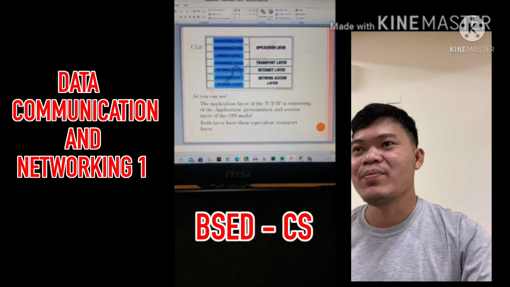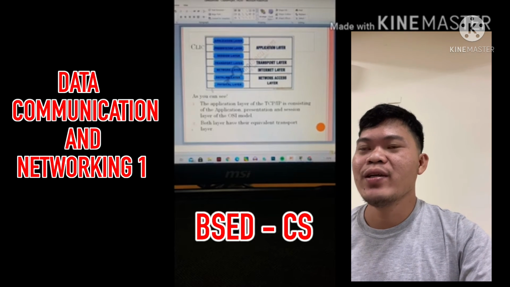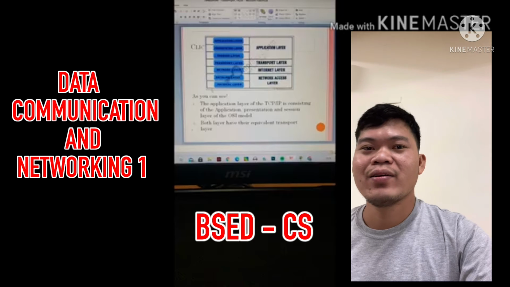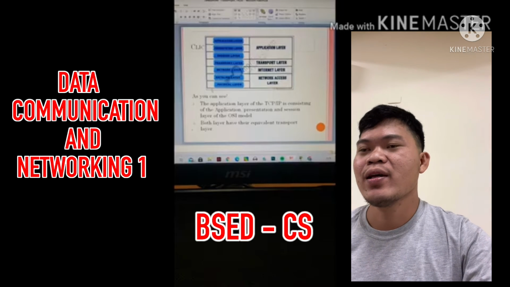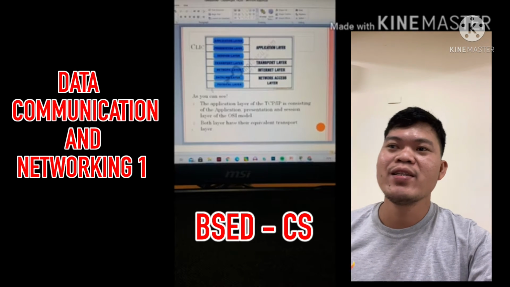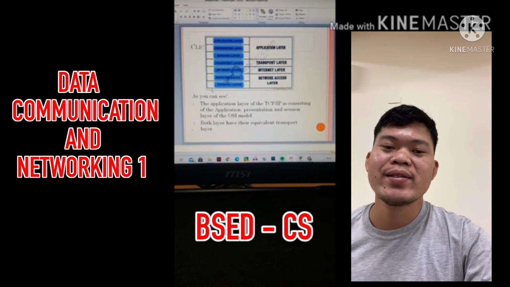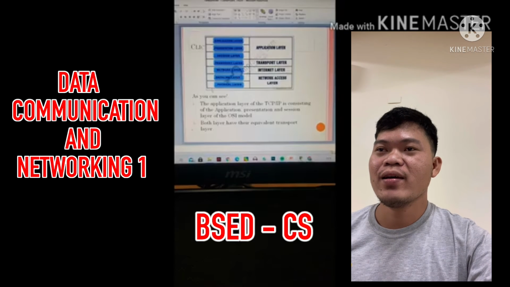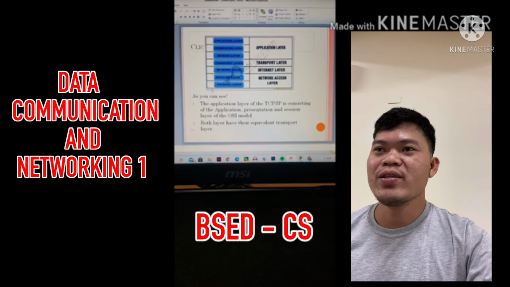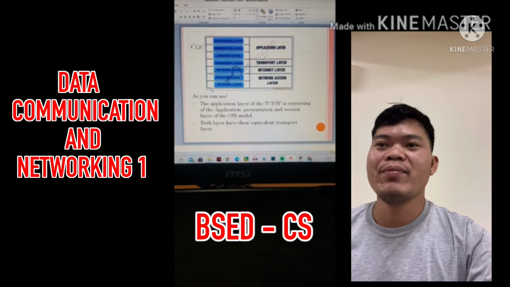So here are the examples. As you can see, the 7 layers of the OSI model and the 4 layers of the TCP/IP model. So what is the difference between these models? The application layer of TCP/IP consists of the application, presentation, and session layers of the OSI model. As you can see, these 3 layers consist of only one application layer in TCP/IP.